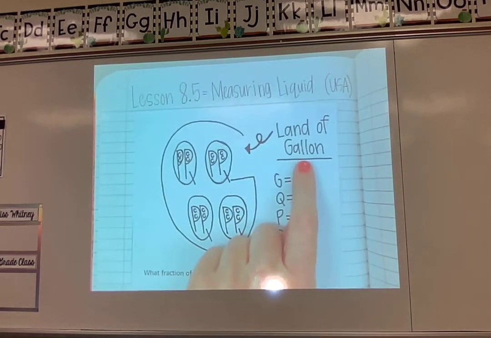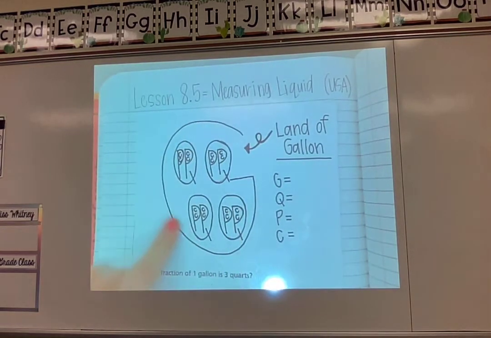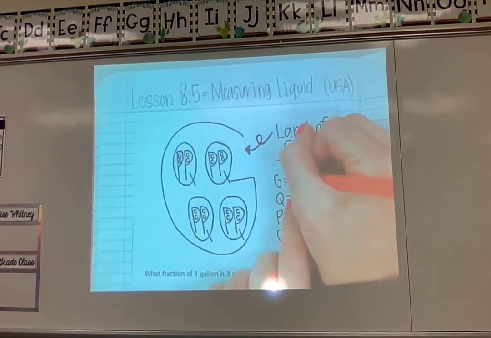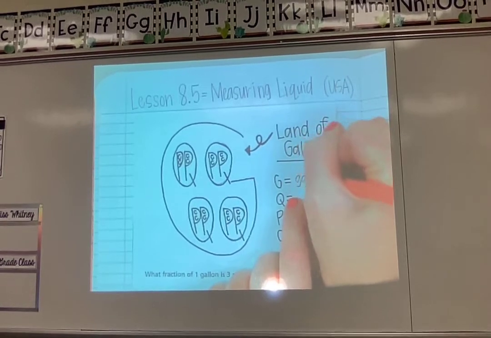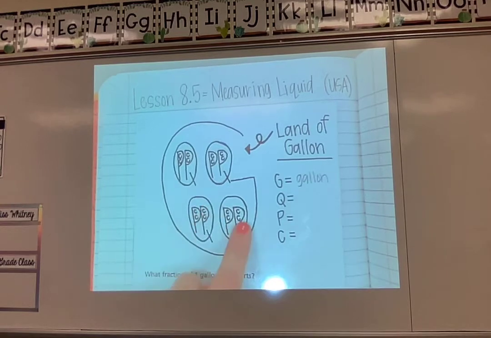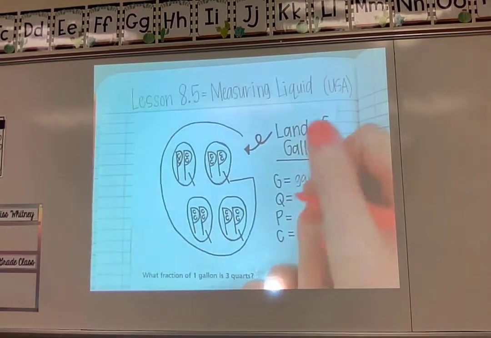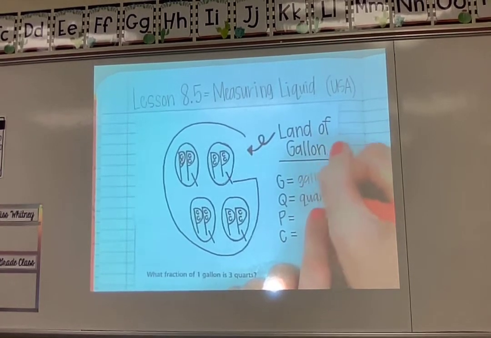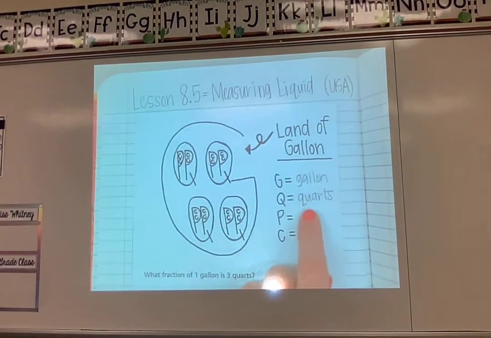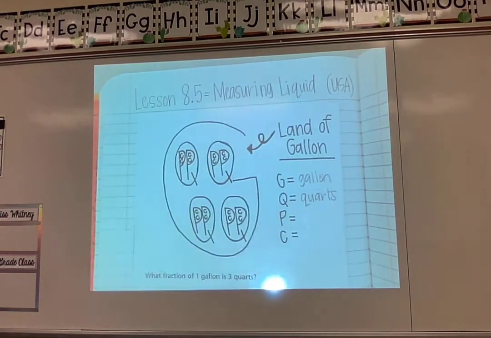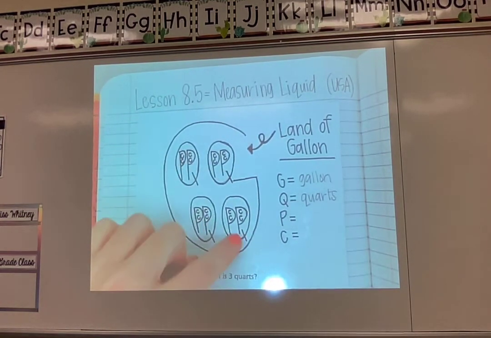There is a land of gallon. So in the land of gallon, the big G, this is like an island. So G stands for gallon. In the land of gallon, there are 4 queens. 4 queens. So that stands for quarts. So if I asked you how many quarts are in a gallon, you would say 4 because there are 4 queens in the land of gallon.